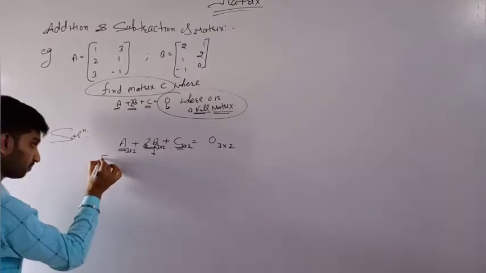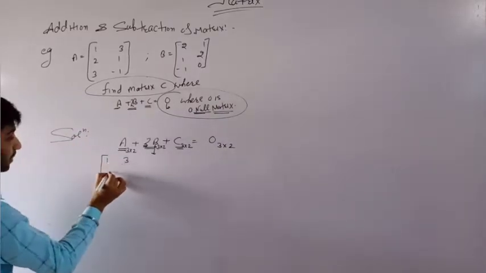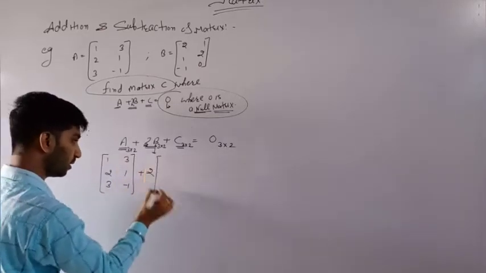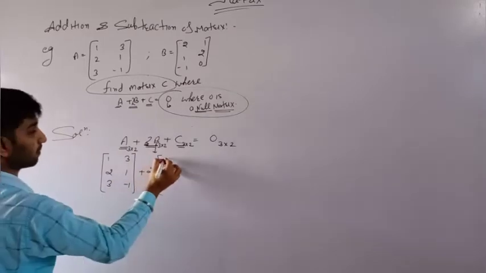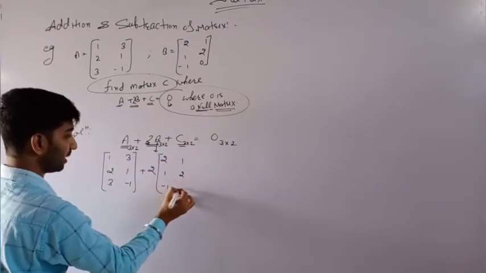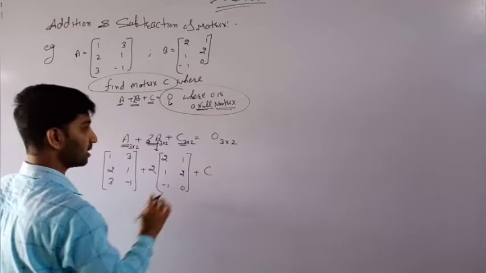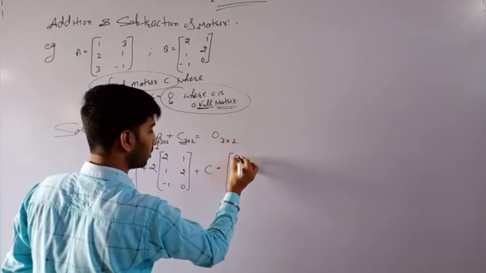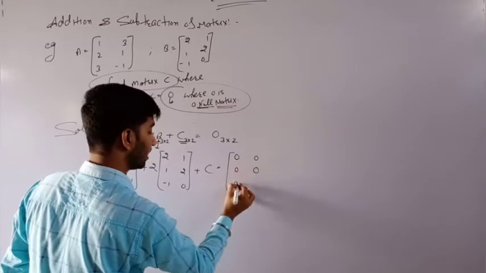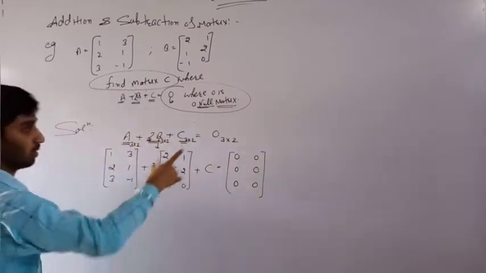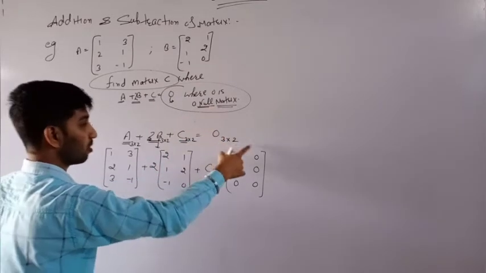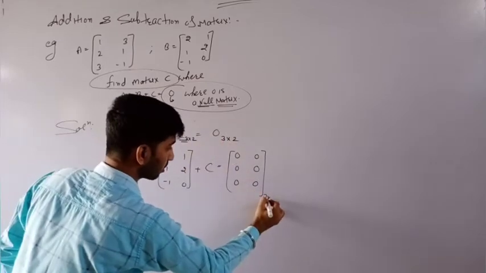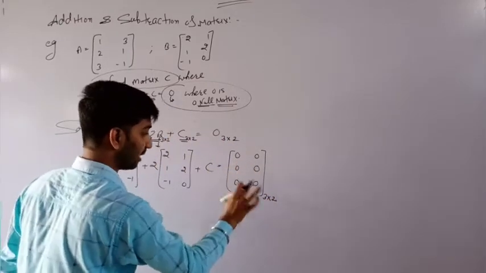Now put the values. Matrix A is 1 3 2 1 3 minus 1, plus 2 multiply the complete matrix B, 2 1 1 2 minus 1 0, plus C, which is not given, and it is also a matrix of 3 multiply 2. 0 means all the entries are 0. In a null matrix or 0 matrix, all the entries are 0, and we have 0 as a 3 multiply 2 order matrix, so all six elements will be 0.